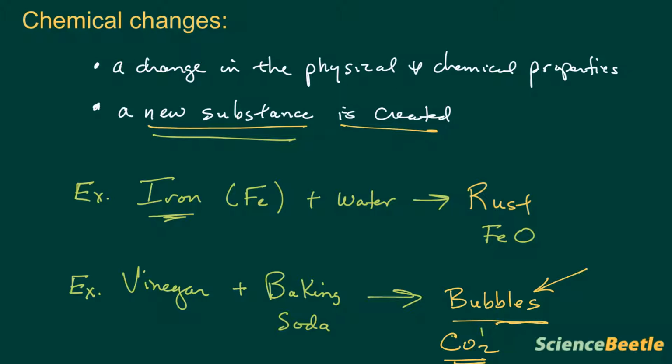So in short, a chemical change is going to be a change in the physical and in the chemical properties of substances, but it's going to result in a new substance being formed. And that's going to be critical for you to determine the difference between a chemical change and a physical change.